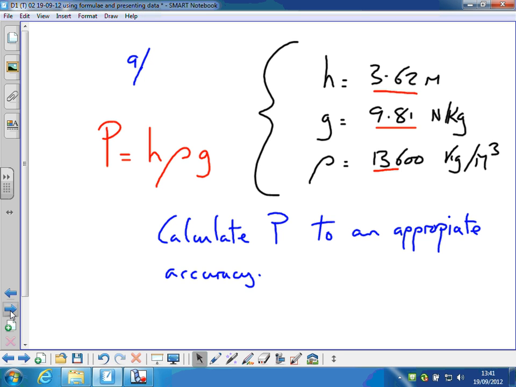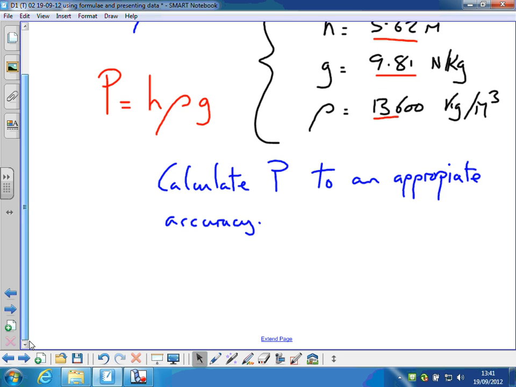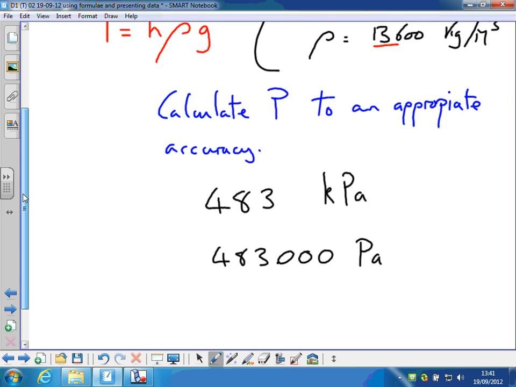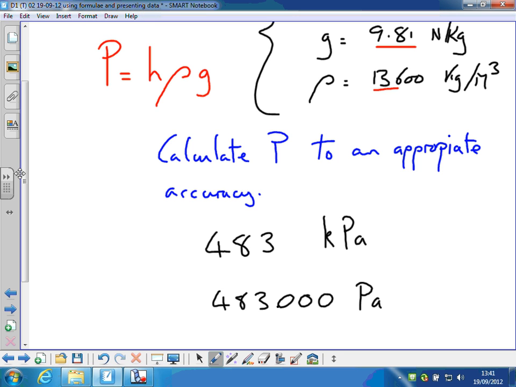9. This calculation. So with the calculator, you do it on the calculator. And we did this last week. 483 kilopascals. Or 483 thousand pascals. Why 483? Whoever said that? Why 483? Yeah, round to 3 significant figures because there's 3 in the numbers that you put in, yeah.